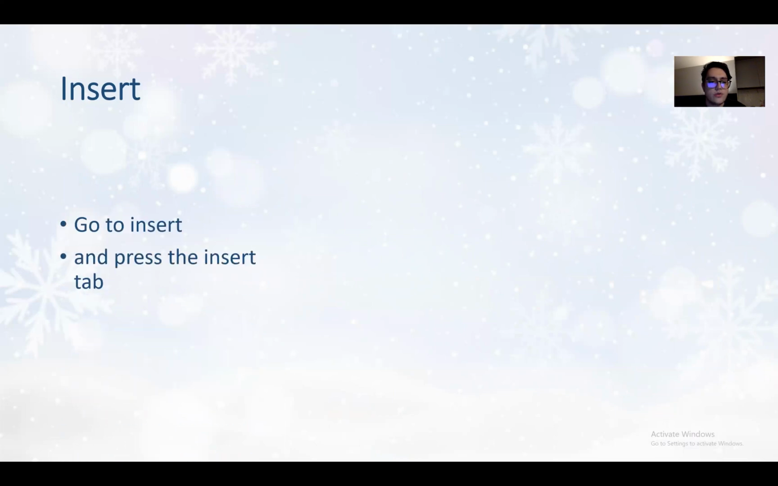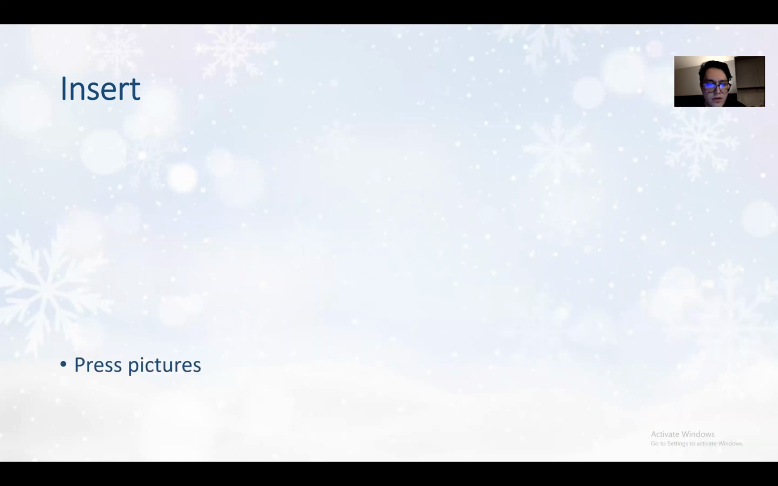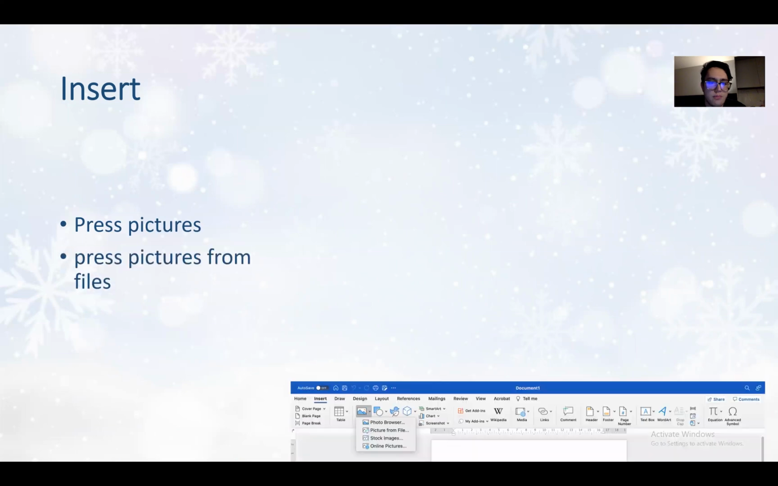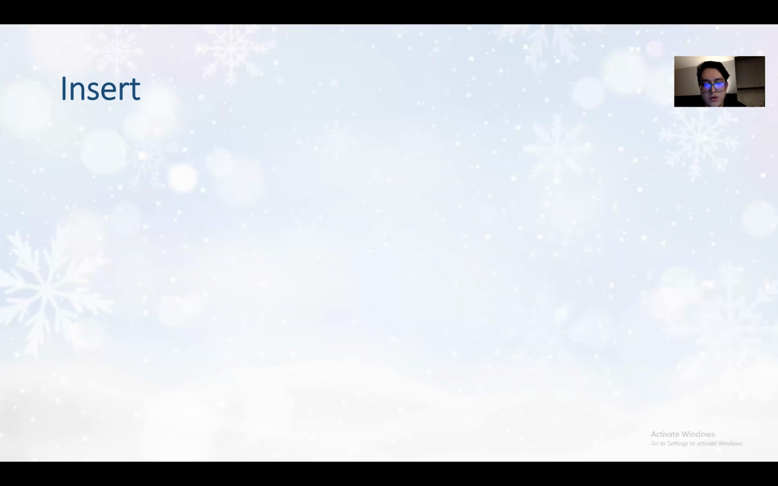Next, you can go to Insert tab and press the Insert. By doing so, you can press Picture and choose from your files. So Picture from File. This way you can insert a picture into your Microsoft Word file or work plane.